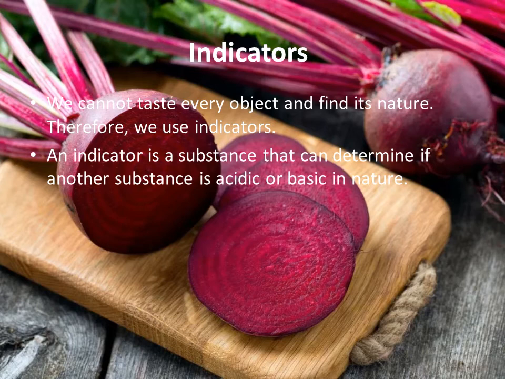Now for examples: some visual indicators are litmus, turmeric paper, etc. But olfactory indicators are onion, clove, etc. If you add some drops of base or acid to onion, it will change its smell. The smell will definitely change. This you can try at home.